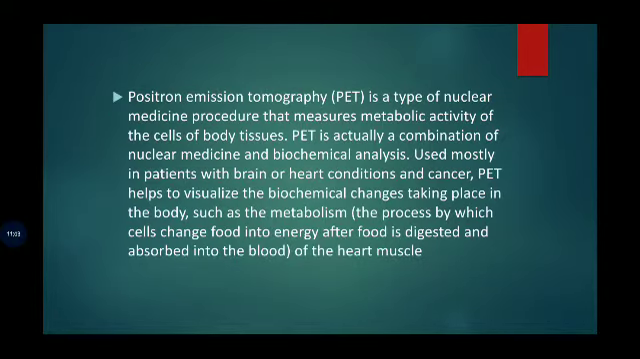Another one is positron emission tomography, a type of nuclear medicine procedure in which the metabolic activities of the cells are measured. PET is actually a combination of nuclear medicine and biochemical assay analysis, used mostly in patients with brain and heart conditions or cancer. PET helps in visualization of the biochemical changes taking place in the body tissue, for example, the change in the behavior of metabolic activities in reproduction or cell divisions, etc.